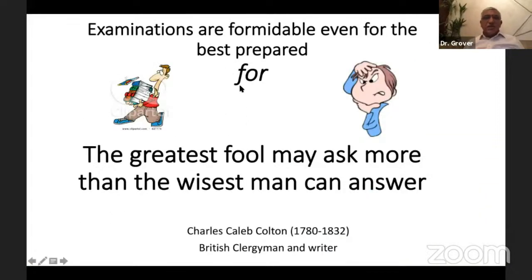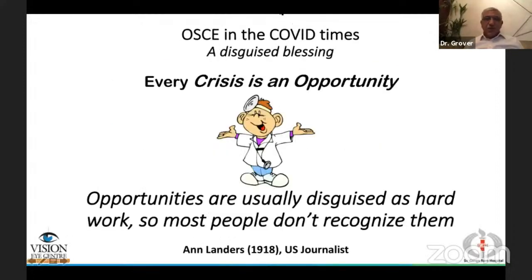So the examination can be daunting for anybody, because the greatest fool may ask more than the wisest man can answer. So the examinations can be quite formidable, but you are lucky. You will not have an examination like this. So this is an opportunity in this crisis being afforded to you to have an objective examination.